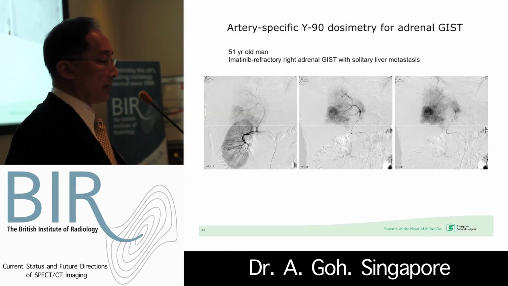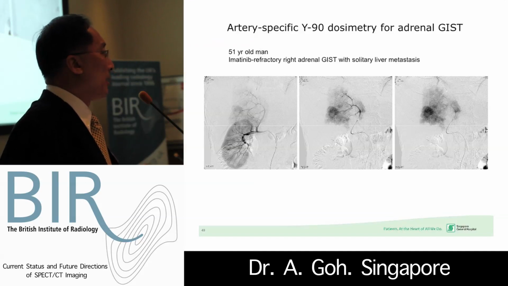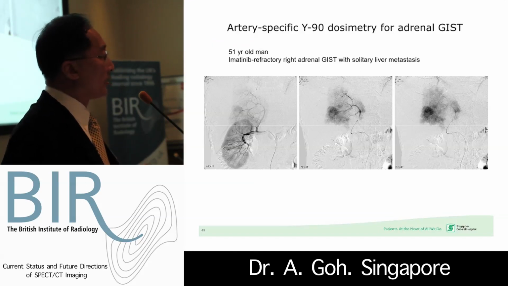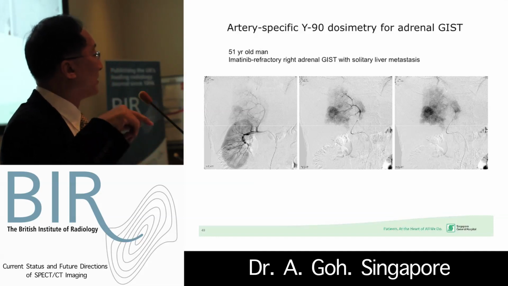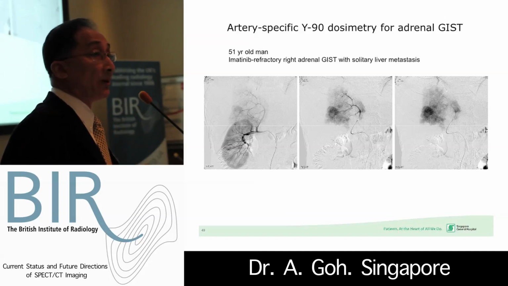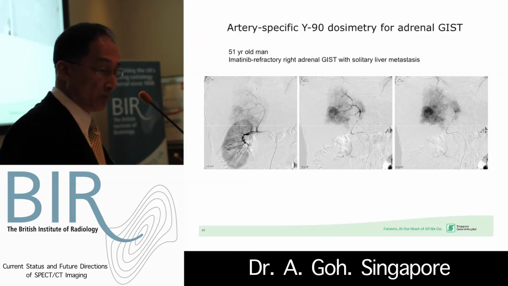And this is the inferior adrenal artery. And here's a selective injection into the inferior adrenal artery, showing the large adrenal GIST tumor that was not responding to Gleevec. And the patient also had a solitary liver metastasis. So in fact, this patient was referred to us to address the liver metastasis, but we thought we could attempt Y-90 therapy for the adrenal tumor as well.